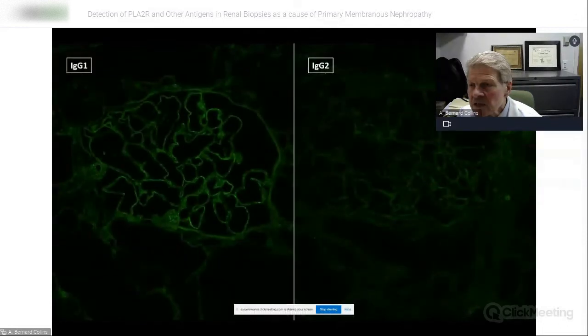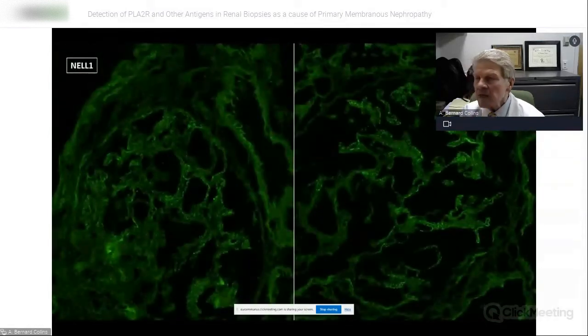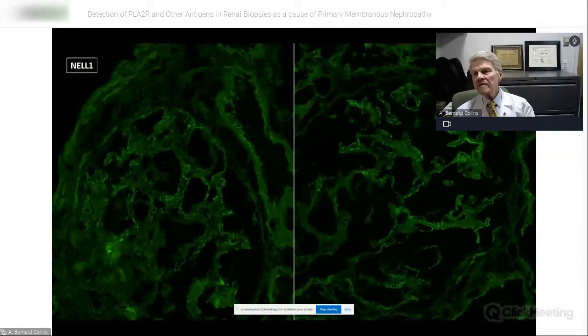So we stained for IgG 1 and 2, and you can see that it is IgG 1, no IgG 2, no IgG 3, and no IgG 4. So we have a segmental membranous pattern with a primary IgG subclass of IgG 1. So we got our antibody out to Nell-1 and we stained it, and these are the results. We had distinct segmental granular staining for the Nell-1 antigen.